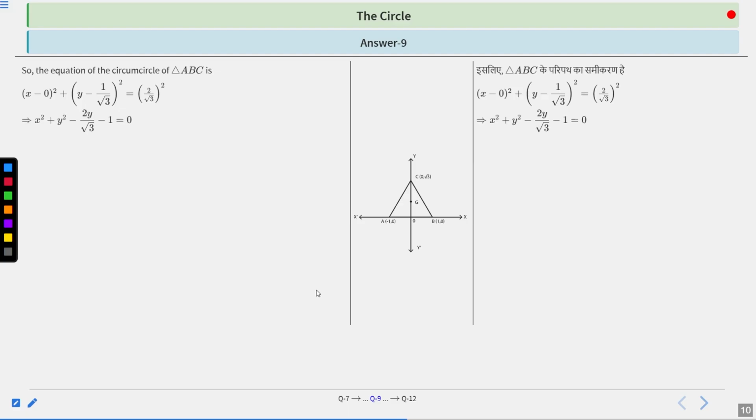Got it? So we will get x square plus y square minus 2y by root 3 minus 1 equal to 0. Therefore, we will get root 3 times (x square plus y square) minus 2y minus root 3 equal to 0. Got it? Therefore, the equation of the circle we will get is root 3 times (x square plus y square) minus 2y minus root 3 equal to 0, right? Now let's move to the next question.